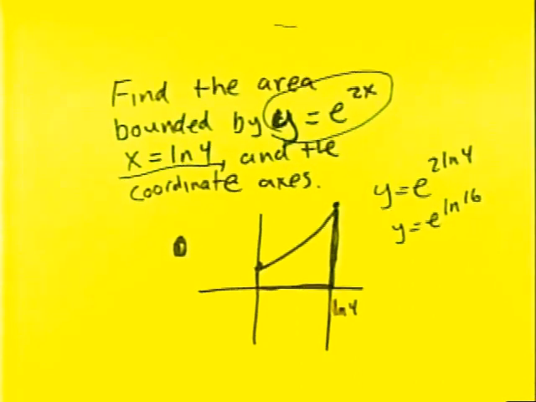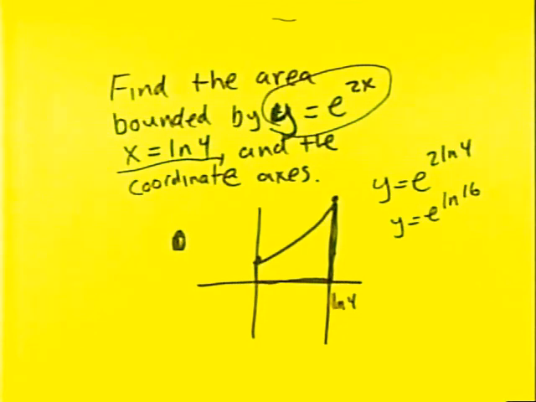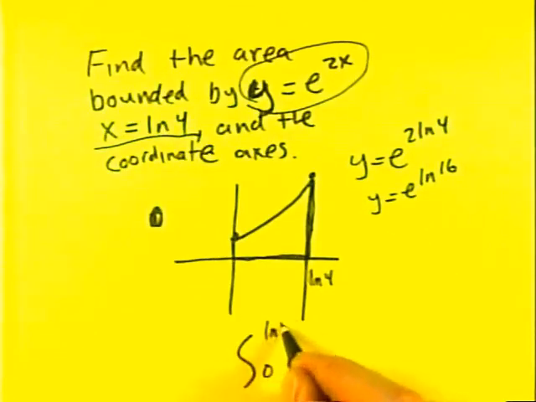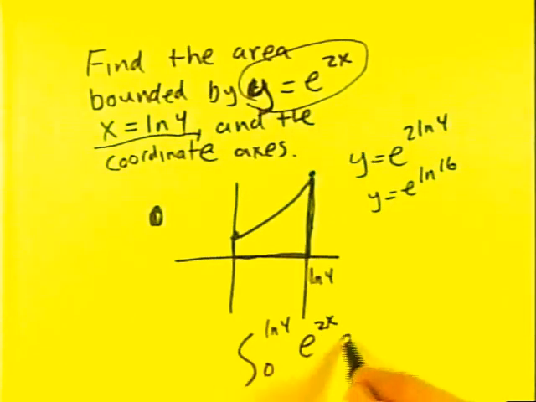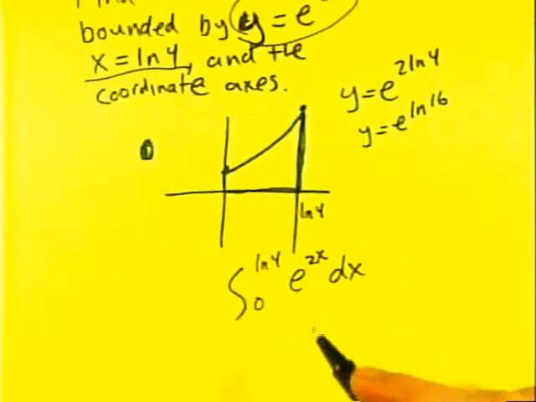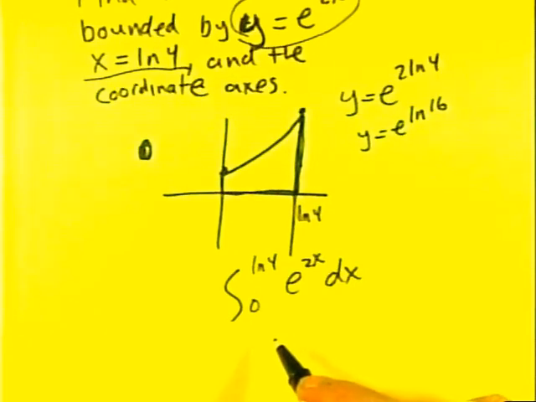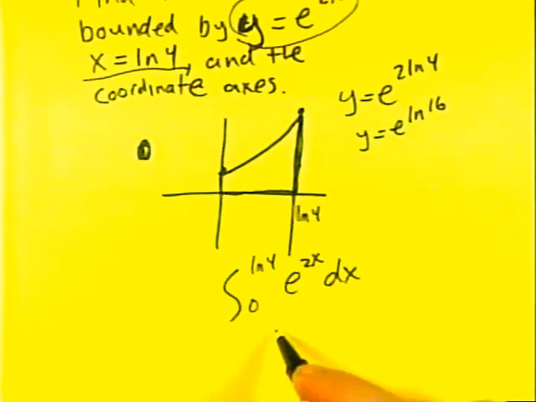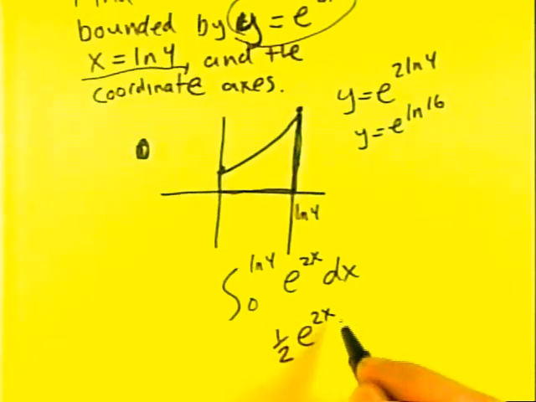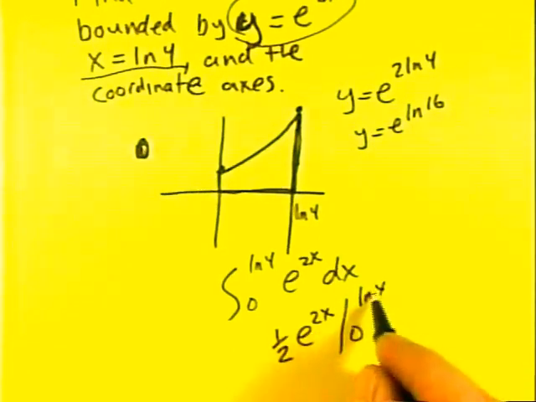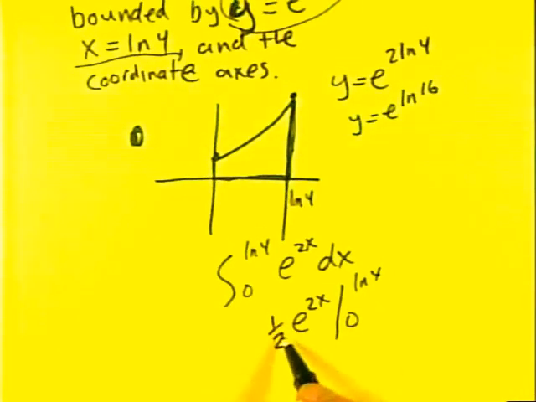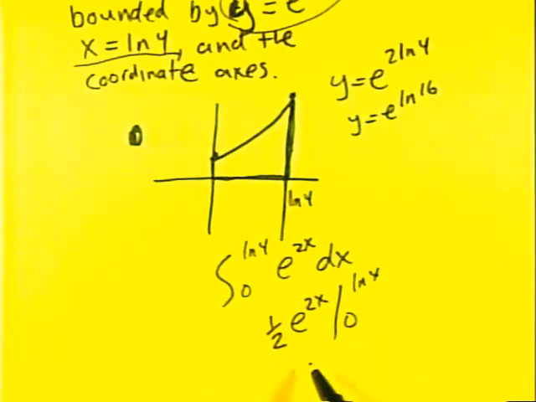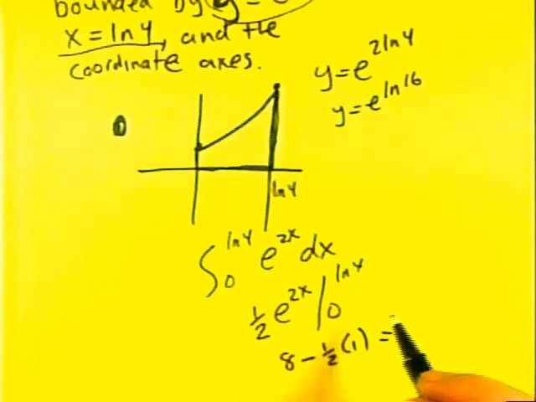Integrate. Integrate what? From 0 to natural log of 4, of e to the 2x. What's the integral of e to the 2x? 1/2 e to the 2x from 0 to natural log of 4. And you know e to the 2 natural log of 4, you already told us, was 16. So it's 1/2 times 16, which is 8, minus 1/2 times 1. So the answer is 7.5.